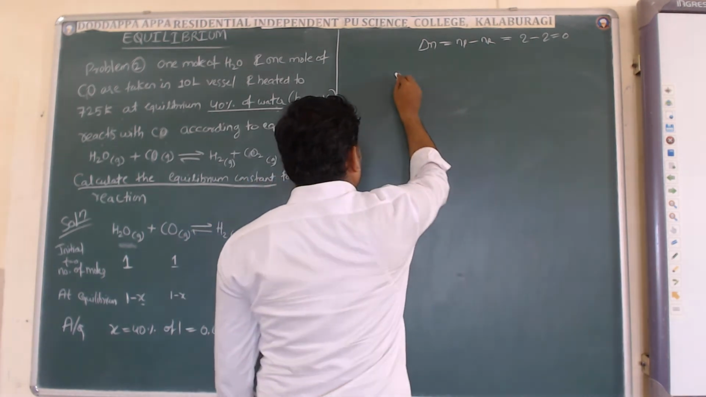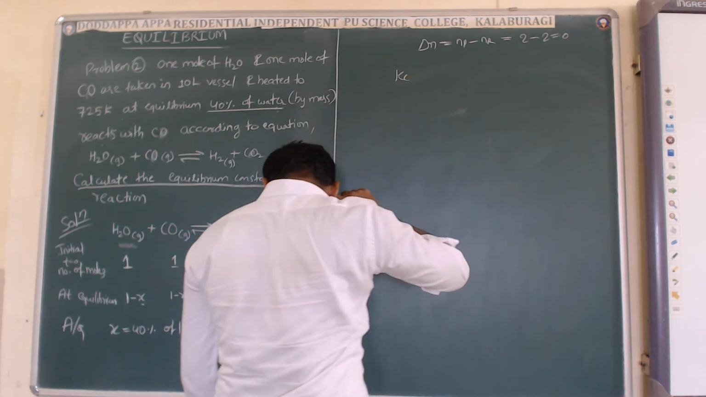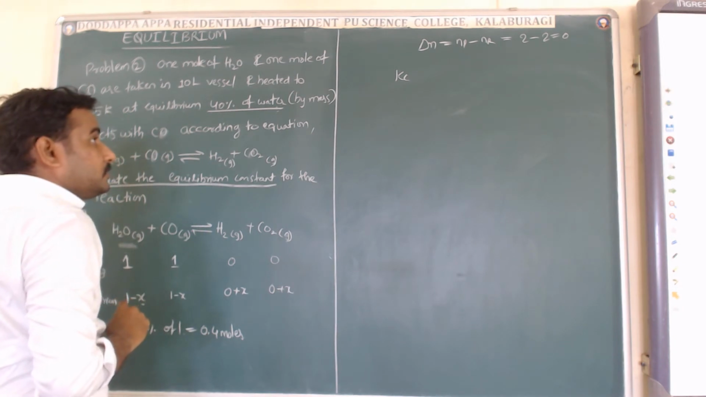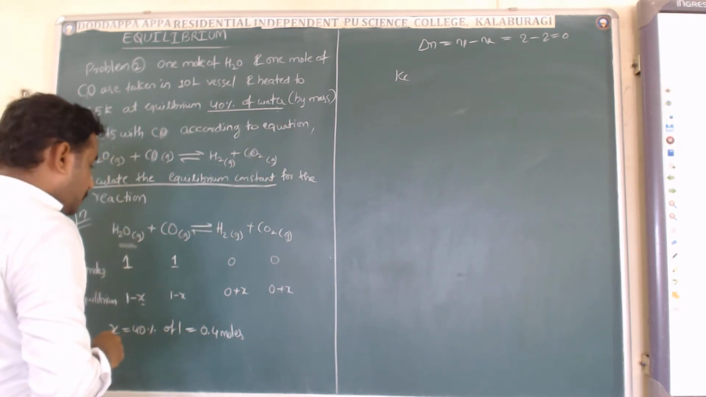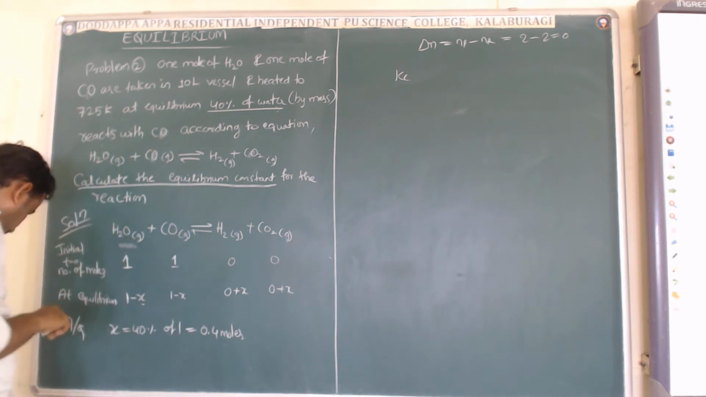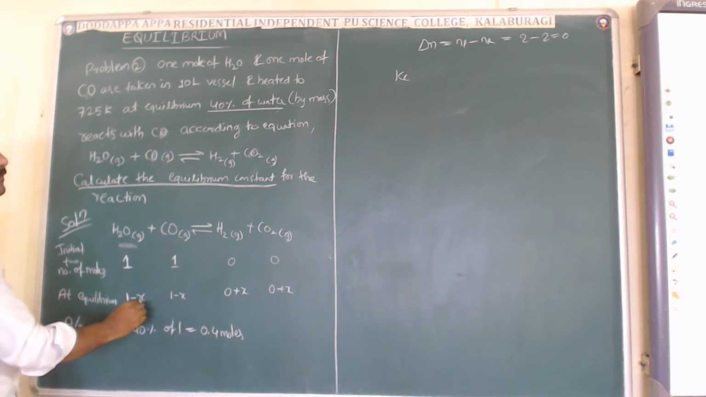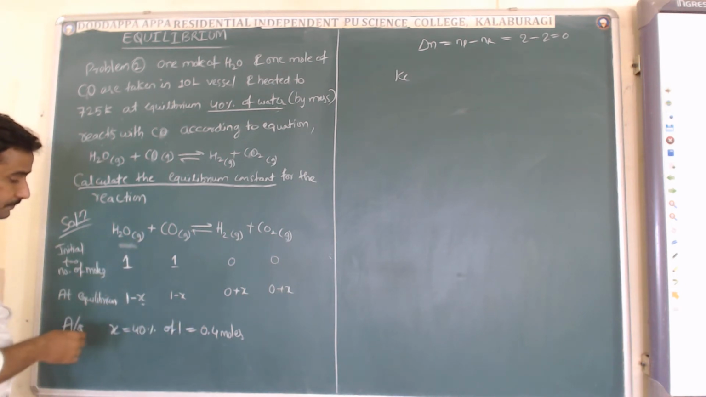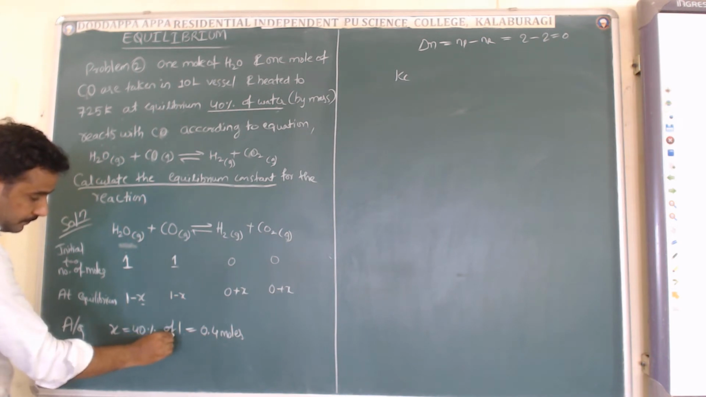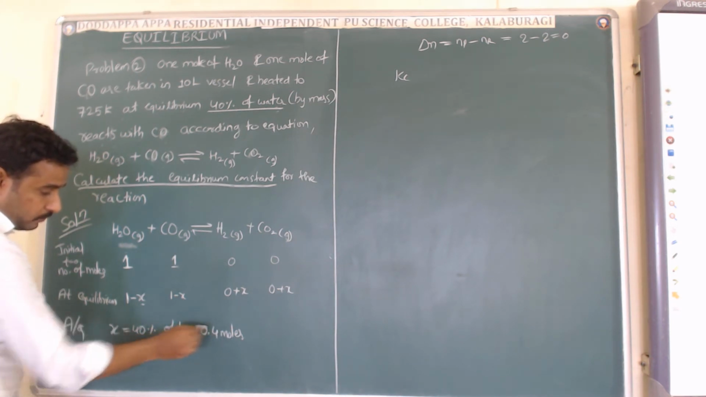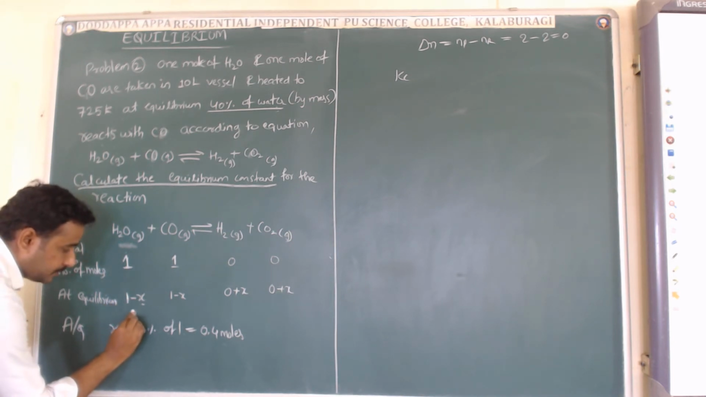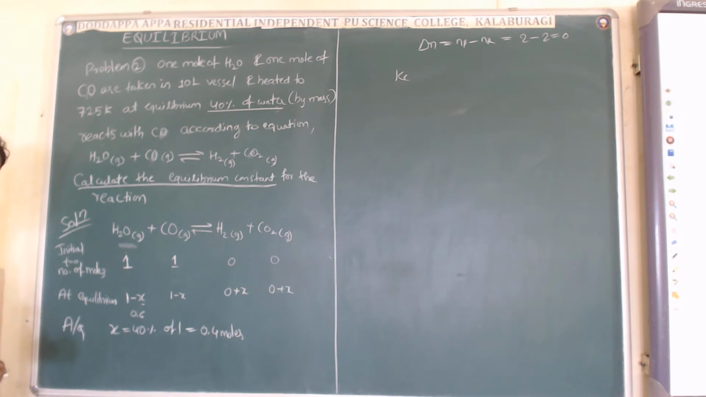Next, you have to write down the Kc. What is the value of Kc here? We are taking 0 moles initially for the product. When you do 1 minus x, find x: 40% of 1 is equal to 0.4 moles. So 1 is there here, 1 minus 0.4, what value are you getting? 0.6 mole is there.